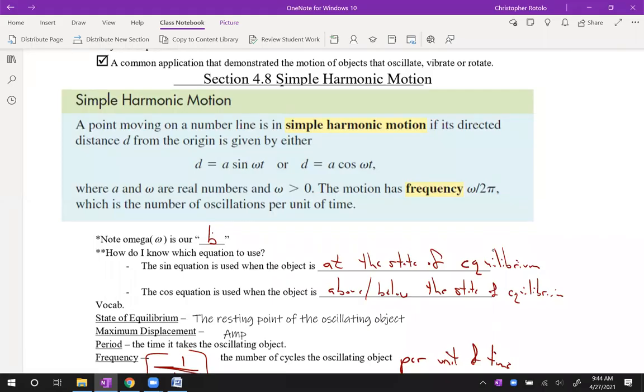All right, pre-calc, we're going to jump to 4.8, simple harmonic motion. And what we're going to talk about here is either sine or cosine. And we have a couple of things change, right? We say A is the amplitude.